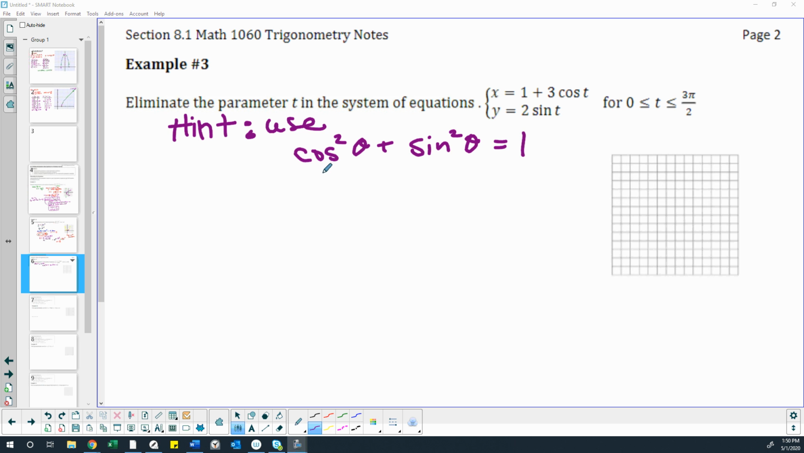It can be done with any identity. It just so happens that this one works really well because we have a cosine and a sine, and they are both in this identity.